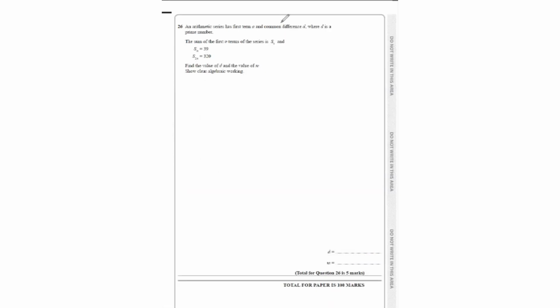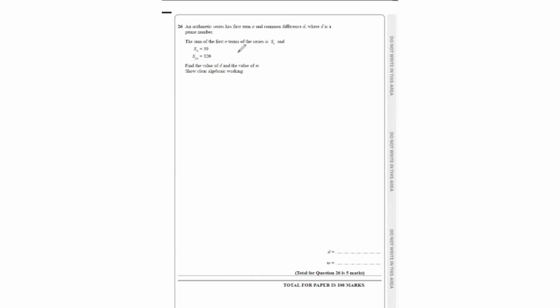Question 26 says an arithmetic series has first term A, common difference D, where D is a prime number. The sum of the first n terms of the series is Sn, and the sum of the first m terms is 39. The sum of the first 2m terms is 320. Find the value of D and the value of m. Show clear algebraic working.